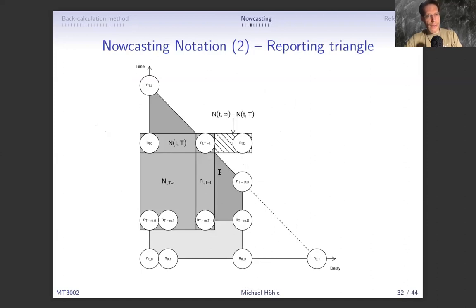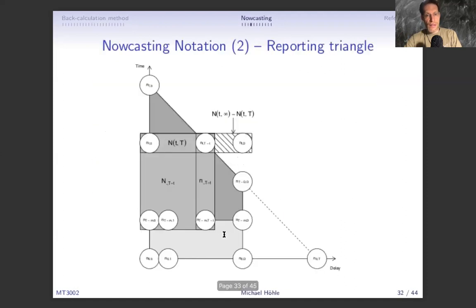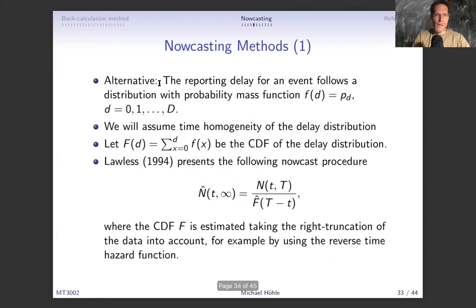If we are at a particular time point and go down in the reporting triangle, we will have observed all delays, if capital D is the maximum possible delay. So there we have actually seen this n_{t,infinity}. There's no need to do nowcasting for this part of the triangle, but it's of course necessary for this other part. And typically those are the ones you would be most interested in, those closest to now, and that's where the most is missing, right?